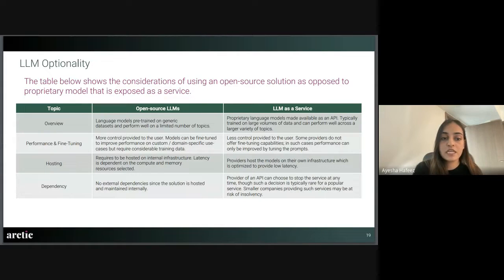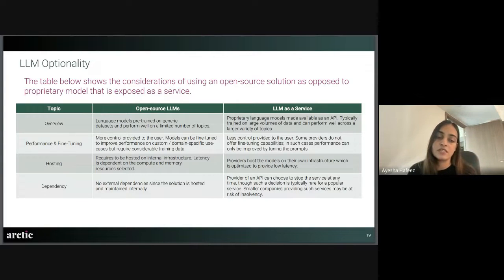Hosting is also a key consideration. Open source models need to be hosted on internal infrastructure. There is tooling around hosting that is available, such as Amazon Bedrock providing integrations with a lot of these open source models. But you have to consider the cost of infrastructure. The latency is also dependent on what kind of compute and memory resources you select. Whereas with LLM as a service, they are already taking care of hosting it within their infrastructure, which is already optimized for low latency.